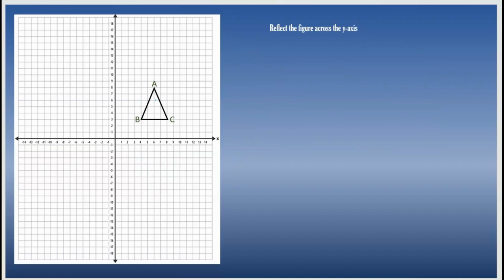Second is reflect the figure across the y-axis. So this is the same image. It's just across the y-axis instead of the x-axis. There is a rule for this too. It's almost the same as the rule to flip a figure across the x-axis, but the only difference is that it's going to be negative x comma y, and that's our rule. So using this rule, let's flip this figure across the y-axis.